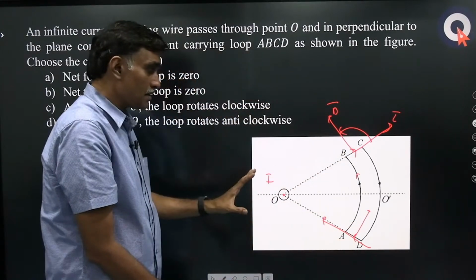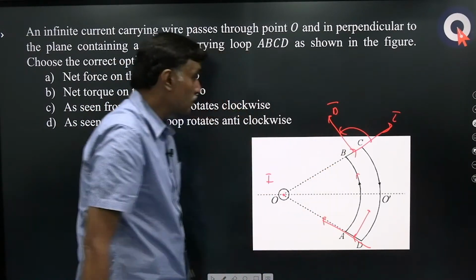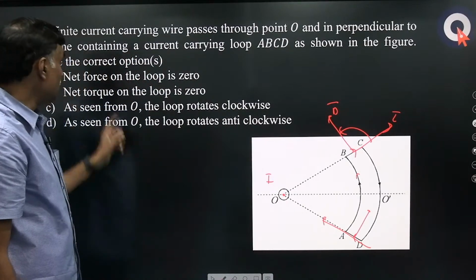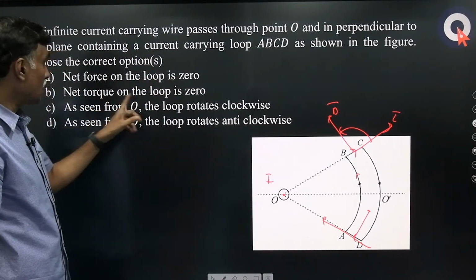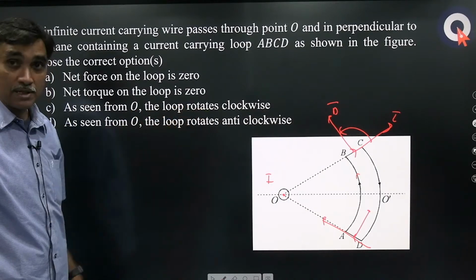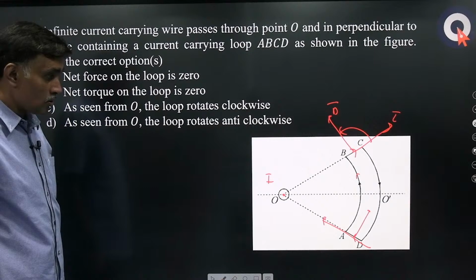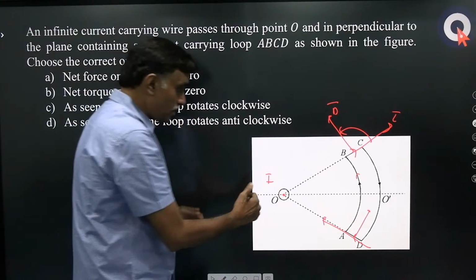So if I see from here, it will be rotating like this. So it is rotating in the clockwise direction. So net force on the loop is 0, is correct. Net torque on the loop is 0, is wrong. As seen from O, the loop rotates clockwise, that is correct. It rotates like this about this axis.